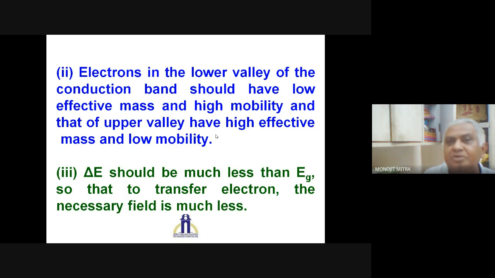But in case of these three devices or some other devices, you will find that with the increase of voltage, current decreases. With the increase of voltage, current decreases. That is a peculiar phenomenon.